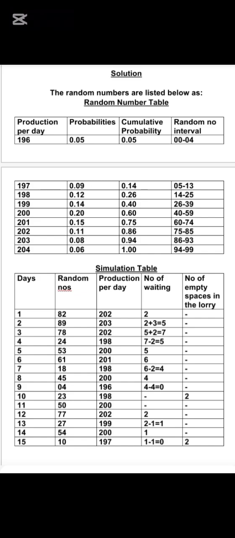The first table is the random number table, and the production per day and the probabilities are what was already given to us in the question. If we go back to the question, you'll see that those things are already there. They just put it there.